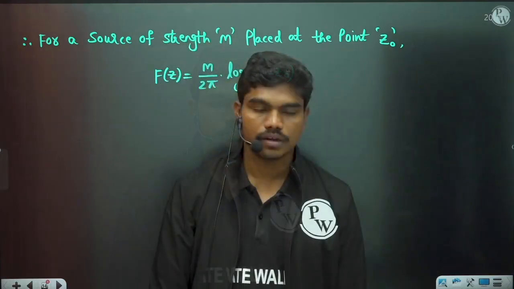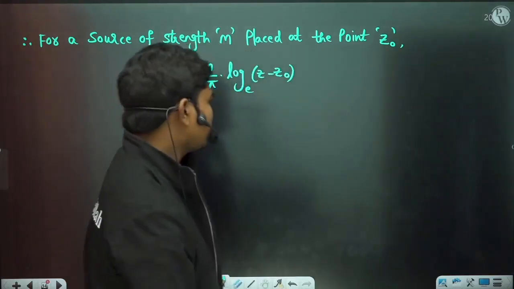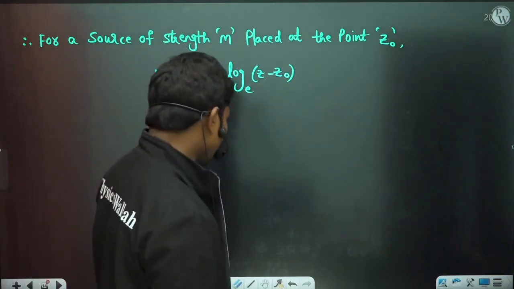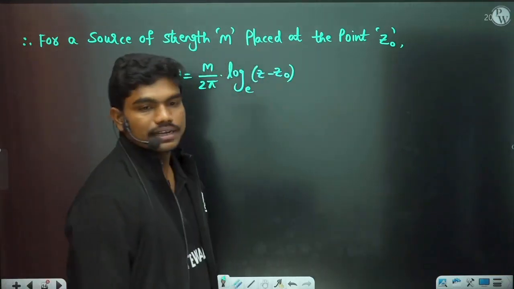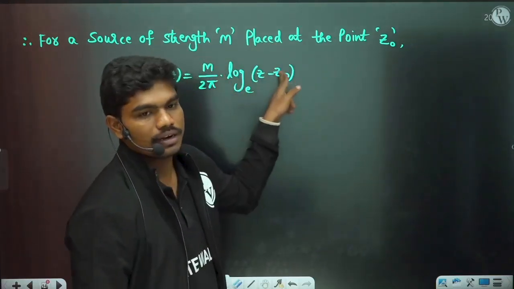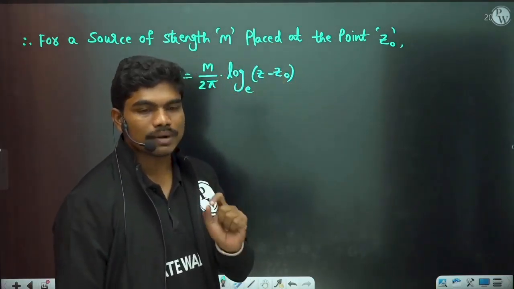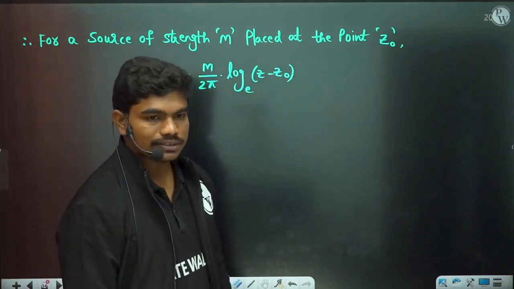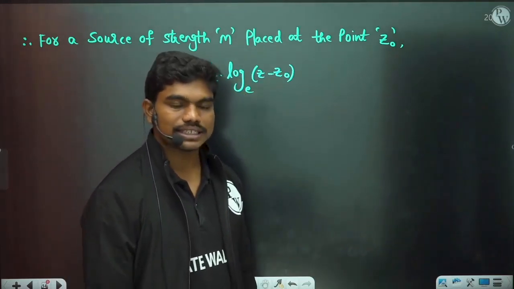Clear? Fine. Now, so this is the case basically. So m by 2 pi times log z minus z0 to the base e. If the source is kept at the origin, then z0 is 0. So you'll have m by 2 pi log z to the base e as the complex potential function here. That's it. Streamlines and equipotential lines, all these things we have seen.